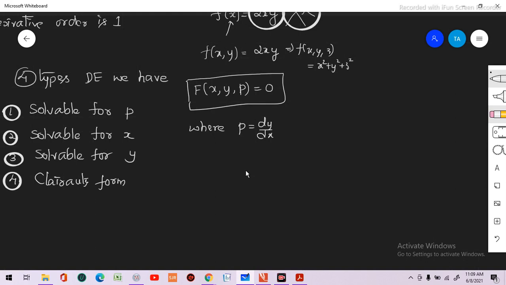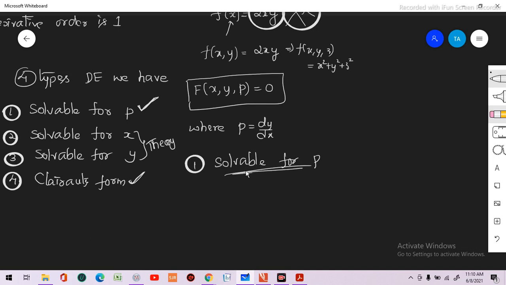Now for our lab we have only this part: solvable for p and Clairaut's form. These two parts, and all the other parts, you will be learning in your theory. Now I will tell about solvable for p.